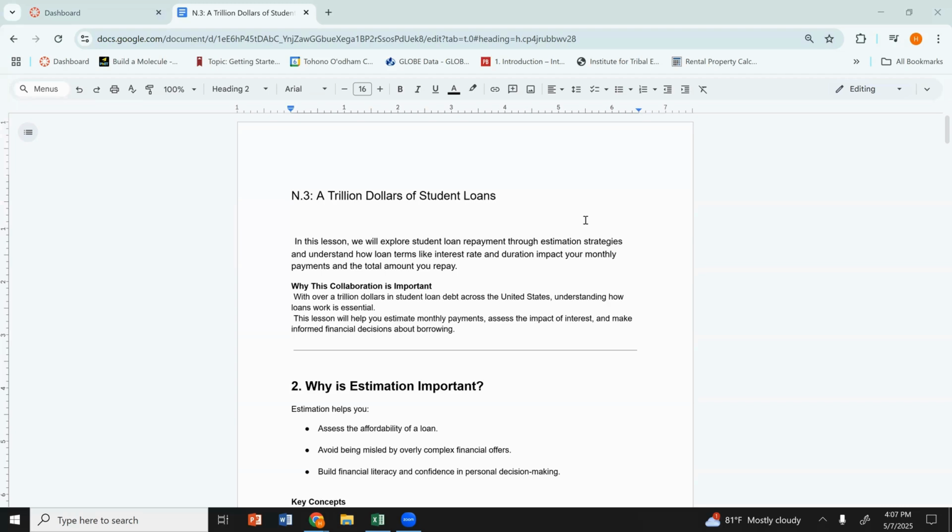So why is this collaboration important? With over $1 trillion in student loans, there is a need to have a good understanding of how loans work. And in this lesson, we will help you estimate monthly payments, assess the impact of interest, and make informed financial decisions about borrowing.